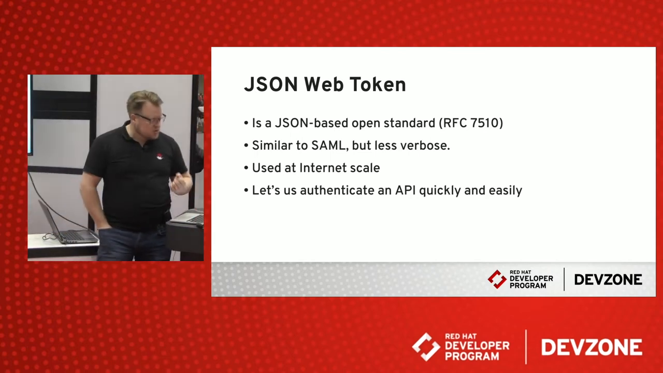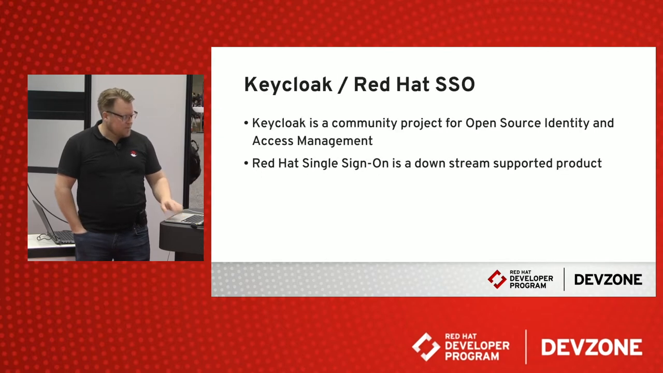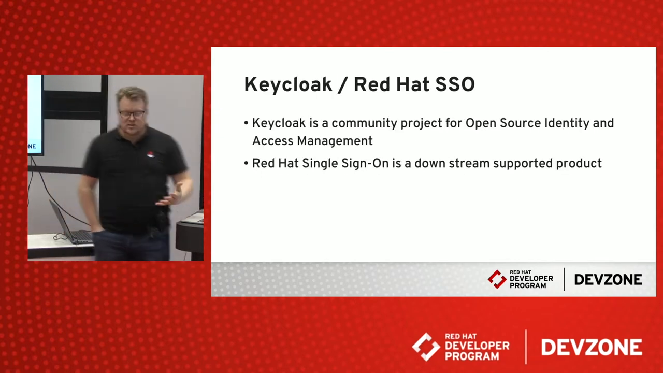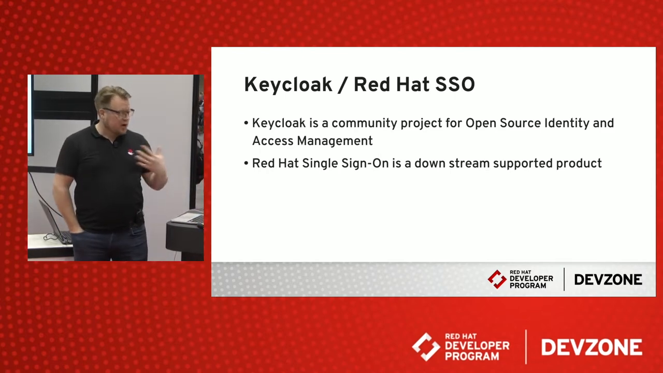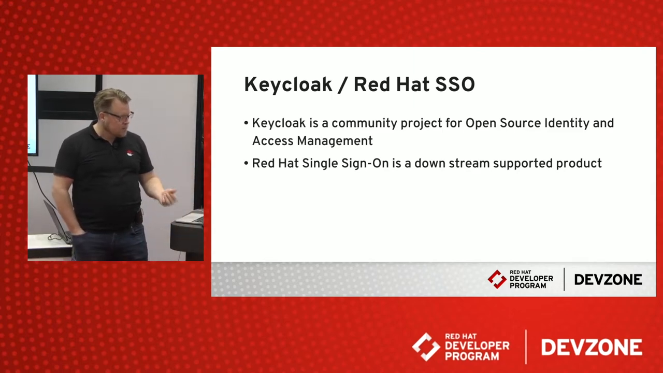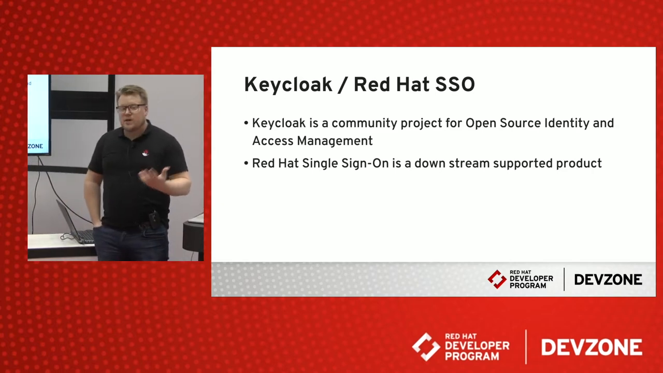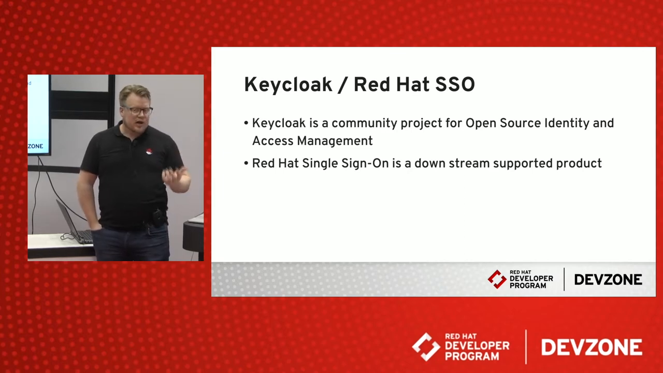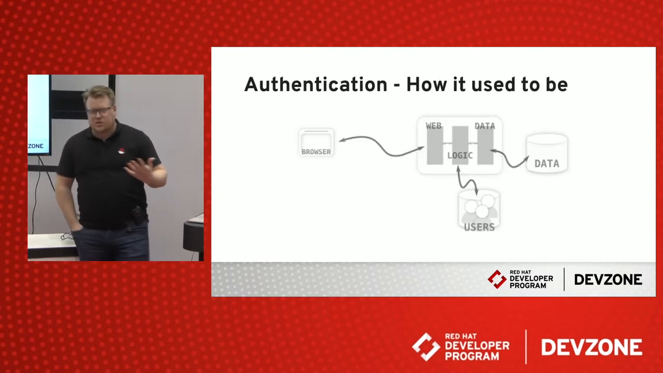Another reason is because it's very easy to use it to authenticate APIs and do things like that. So that's what we're going to talk a bit about today. And the other thing we're going to talk about is KeyCloak, which is an open source upstream project. We also have a downstream product from that, called Red Hat SSO, which stands for Red Hat Single Sign-On. And KeyCloak is a community project for open source identity and access management.